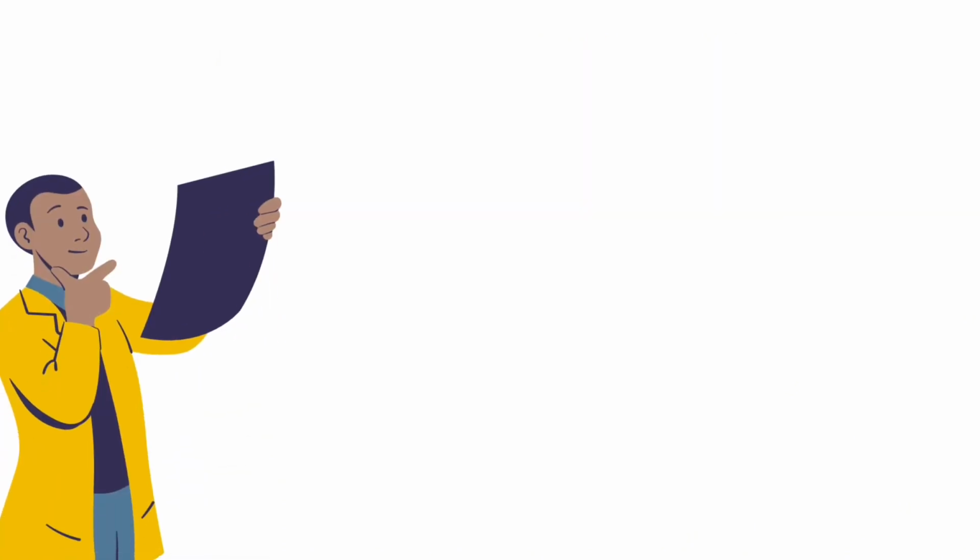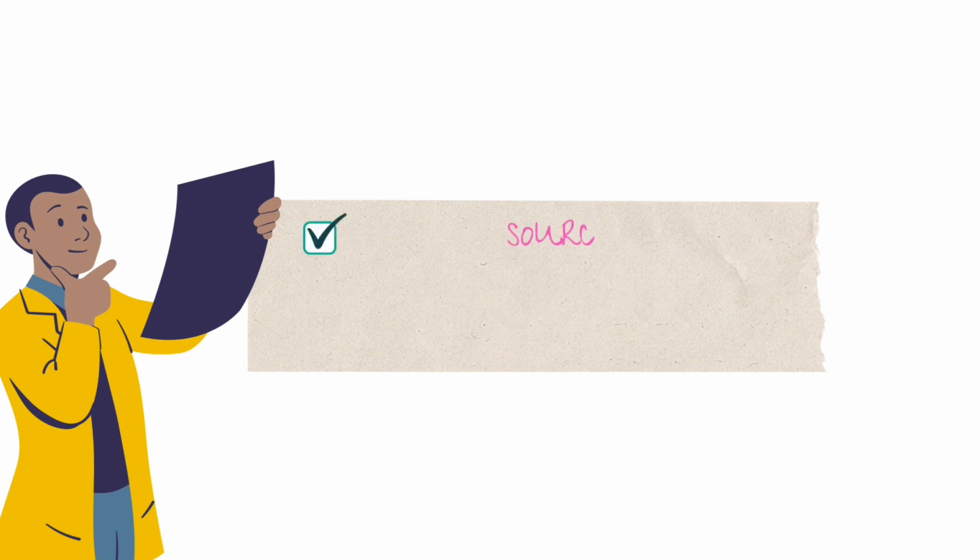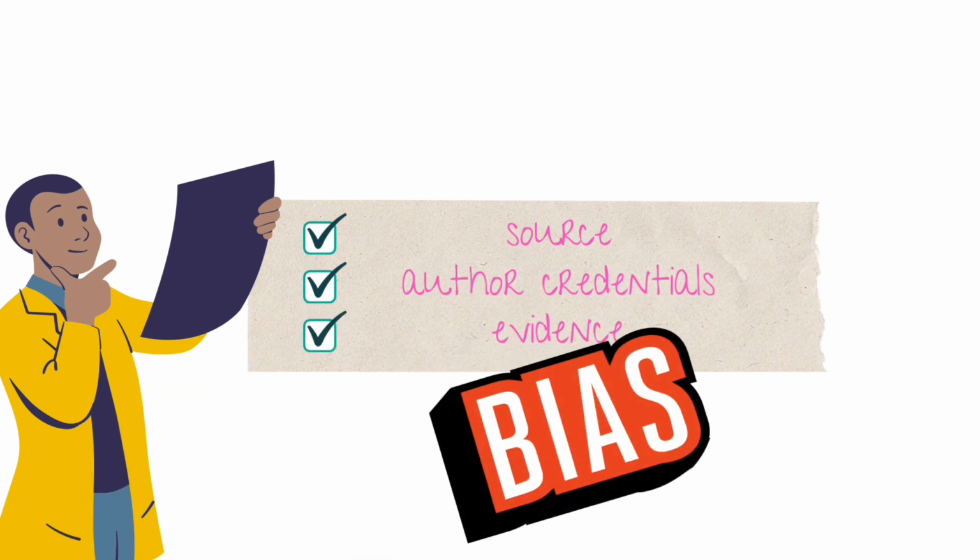When evaluating a news story, it is important to consider the source of information, the author's credentials, and the evidence presented to support the claims made in the story. You should also be aware of your own biases and try to be objective in your assessment of the story.